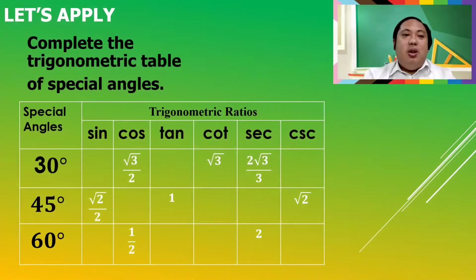Let's apply. Complete the trigonometric table of special angles. So you're going to look for sine 30 degrees, tangent 30 degrees, cosecant 30 degrees, cosine 45 degrees, cotangent 45 degrees, secant 45 degrees, sine 60 degrees, tangent 60 degrees, cotangent 60 degrees, cosecant 60 degrees. I will give you 30 seconds to complete the table.